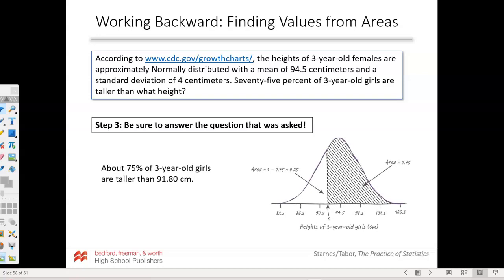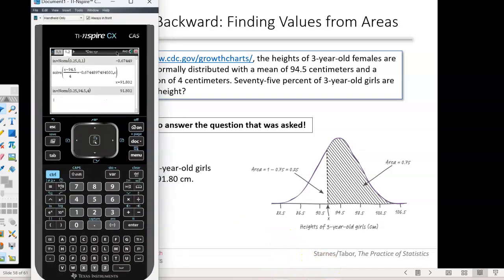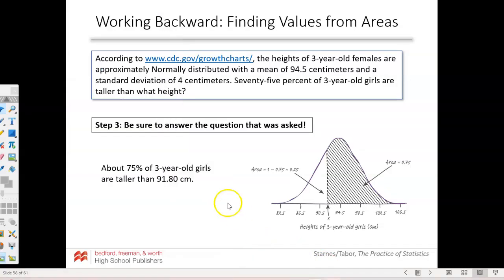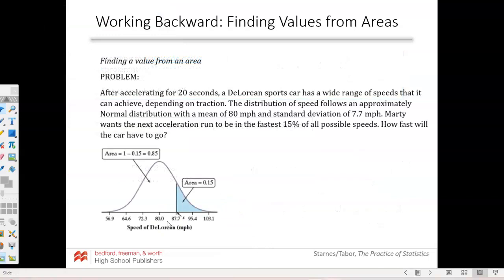Using that, about 75% of 3-year-old girls are taller than 91.8. Again, the 91.8 came from 91.802, right? Approximately that. Okay, let's do another problem. Just make sure you're getting it.